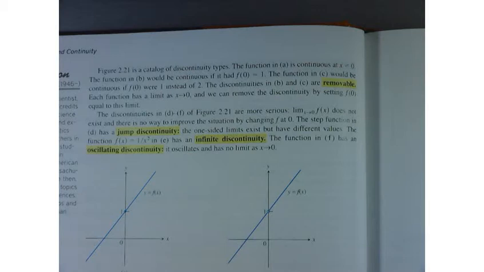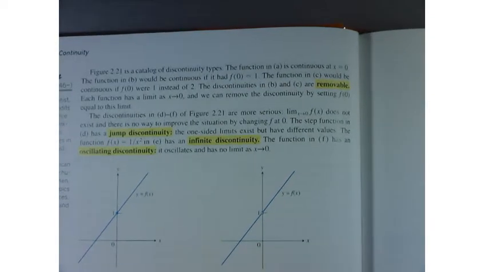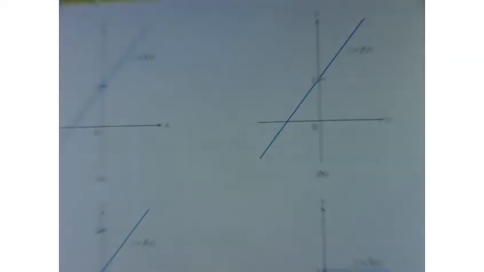I'm not going to read this word for word, but basically what we're talking about is removable discontinuity, jump discontinuity, infinite discontinuity, and oscillating discontinuity. So a removable discontinuity is like the two graphs that I have on the screen, and I'll zoom in a little bit so you can see them a little better.